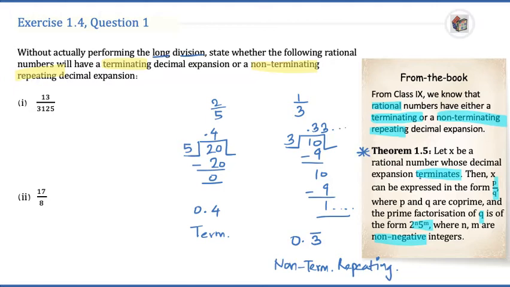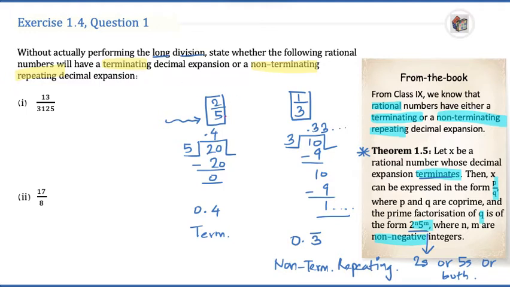It says it is going to be terminating if, after you get your fraction in the lowest form, in the simplest form, the denominator is of the form 2 to the power n times 5 to the power m, which in simple words just means that the prime factorization of the denominator should have only 2's or only 5's or both of them. Nothing else.